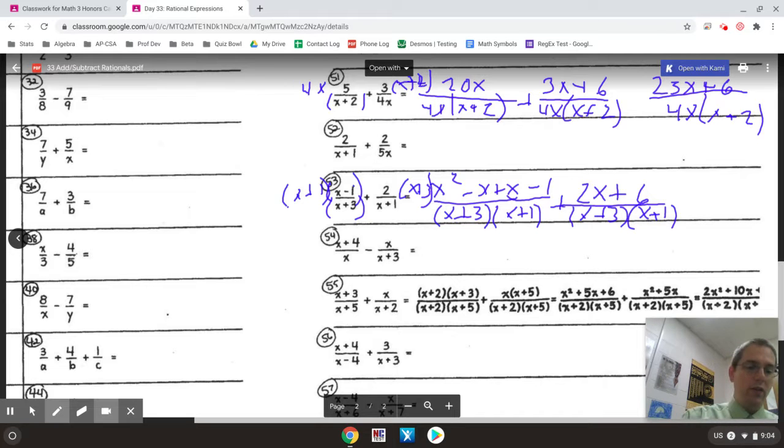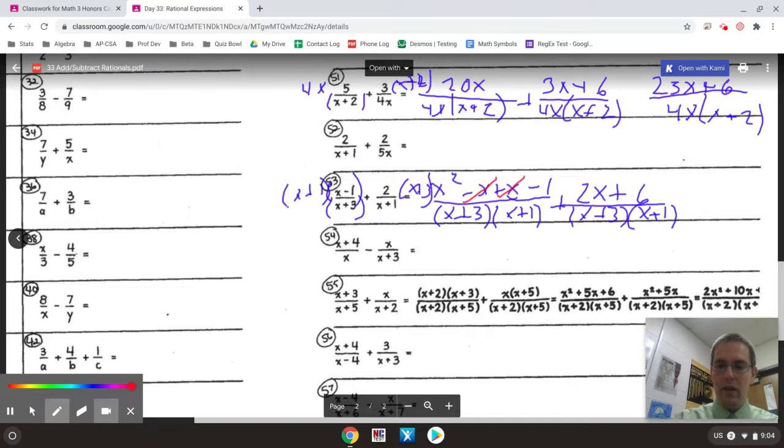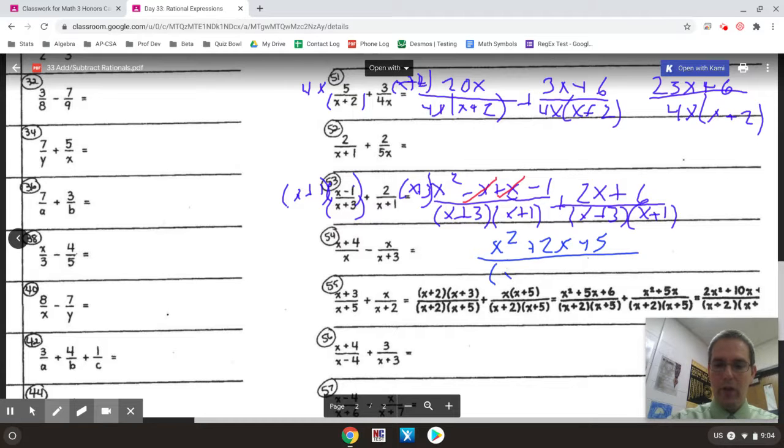Now, when I go to combine like terms here, please notice that we have several things that cancel out. For starters, this minus x and plus x will cancel out. So what you're going to end up with here is x squared, because there's only one x squared up top. It looks like I have a 2x, so plus 2x. And then I have a minus 1 and a plus 6, so it's plus 5. And then that would be over x plus 3 and x plus 1.